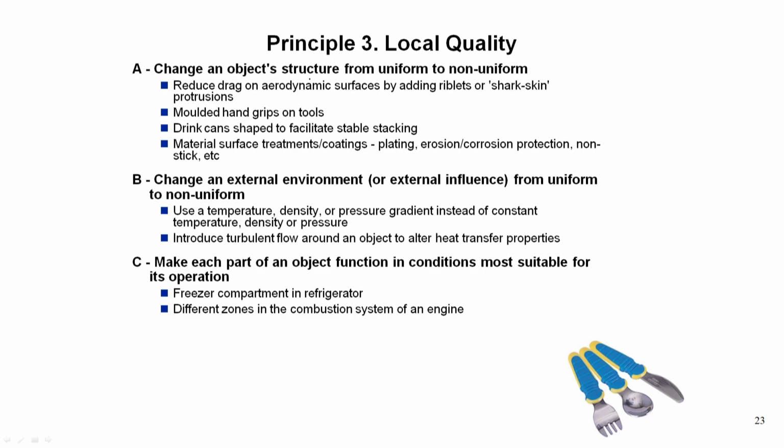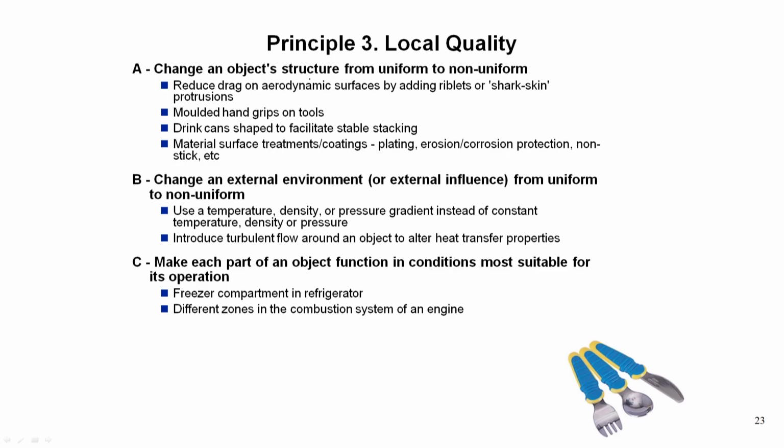Principle 3 talks about local quality. Change an object structure from uniform to non-uniform. Always keep some local quality. For example, the very pen I am using has local qualities, because it is not entirely uniform. It has a different shape here, so that I can hold it easily. So, uniform to non-uniform.